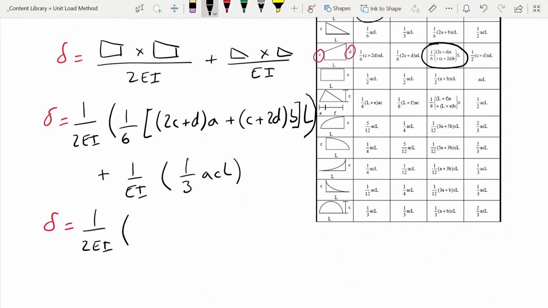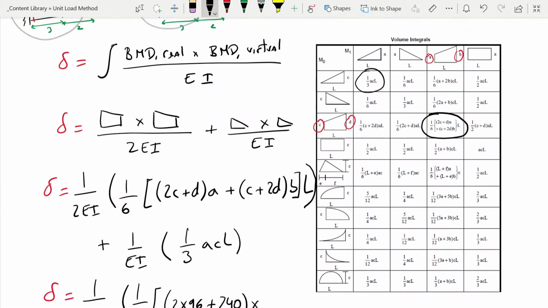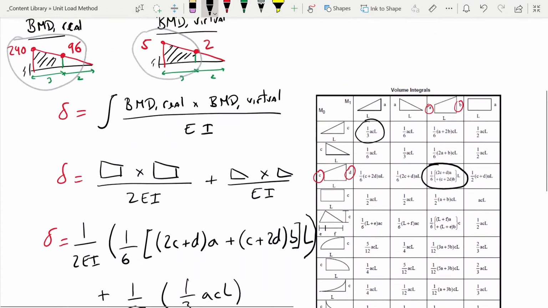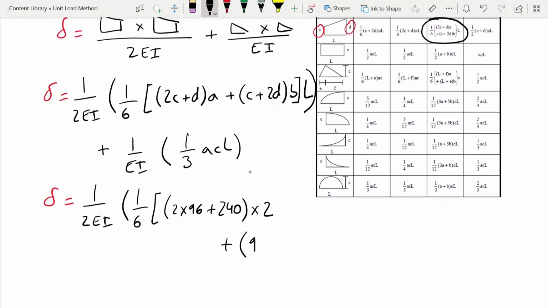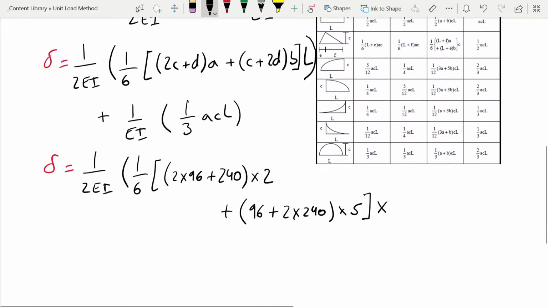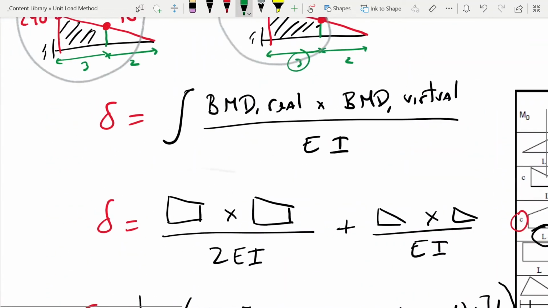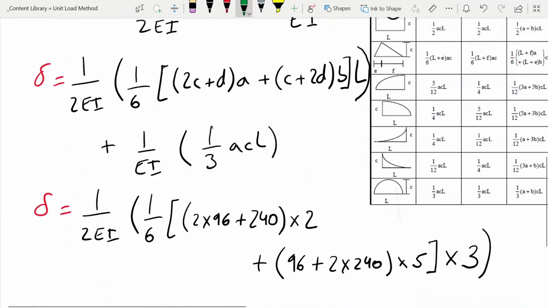So this is going to be 1 over 6, and now 2 times 96 plus 144 plus 240, and now I'm going to multiply this by A. A should be the smaller value of the second triangle, so it should be 2. And now I'm going to add 96 plus 2 times 240, times the other one, which should be 5. We close the big bracket, and then we multiply this by the length of the trapezoid. This length is not going to be 5, but it's going to be 3, because it's the length of these trapezoids. And this is it. Took a little bit of work, but this should be correct.